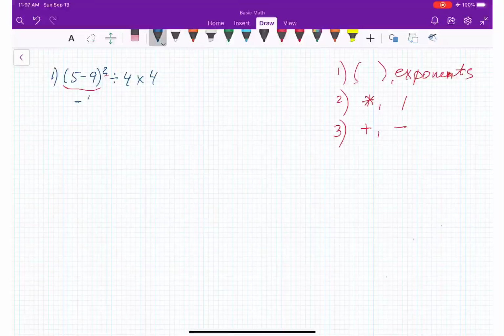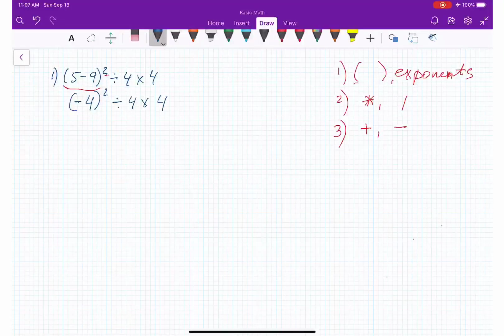Signs are different. We subtract and we put the sign of the bigger number. 9 is bigger, so we put negative. Negative 4 squared divided by 4 times 4. Next, negative 4 squared. Although we have parentheses, we don't have an operation in parentheses, so it's just negative 4 in parentheses. So next highest priority is going to be exponent.